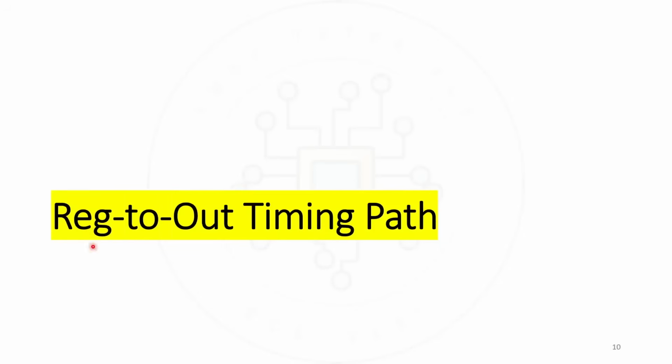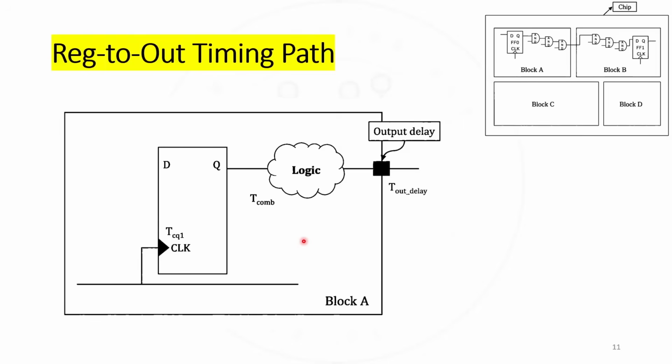Now let us see the register to output timing path. So this is one register and this is output. This is called the register to output timing path. And if you see within this particular chip, register to output is coming at block A, so that's what I've considered. This is block A. Now let us see how we calculate setup slack and hold slack for register to output.